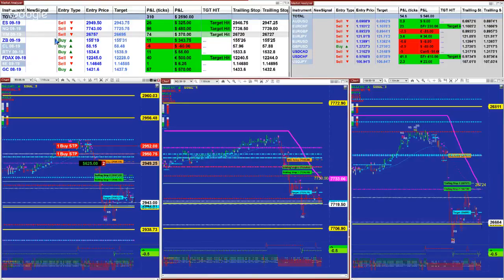And you can see when we get the new signal, you get the ticks and the PNL and the trailing stop one and the trailing stop two. For the ones that are new, the trailing stop one and trailing stop two, those are floor and fibs.